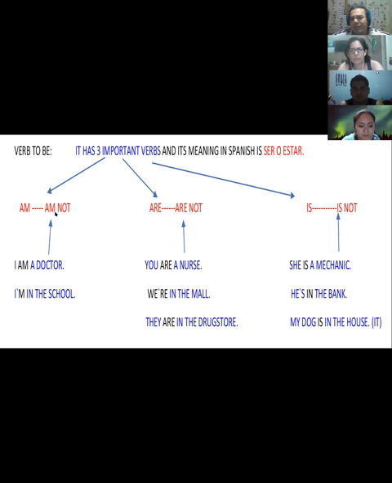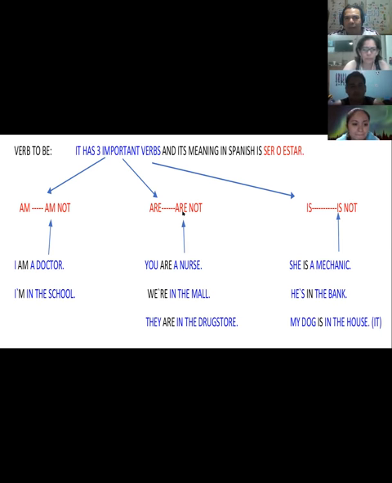Okay, some examples about the verb to be. I'm a doctor, I'm in the school. Okay, el verbo to be significa ser y estar. Veamos si es cierto. I'm a doctor, yo soy, correcto, ser. I'm in the school, yo estoy, se cumple. Ser y estar, yo soy, yo estoy. Okay? Do you understand? ¿Entienden?